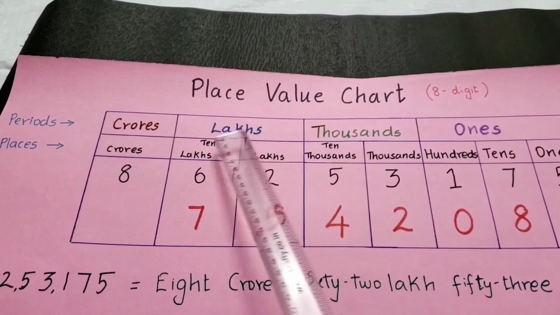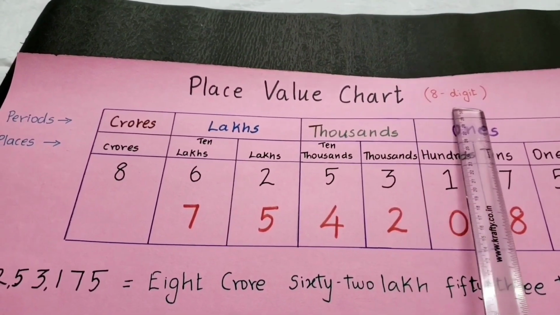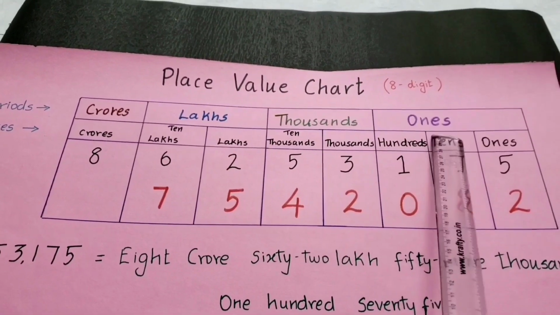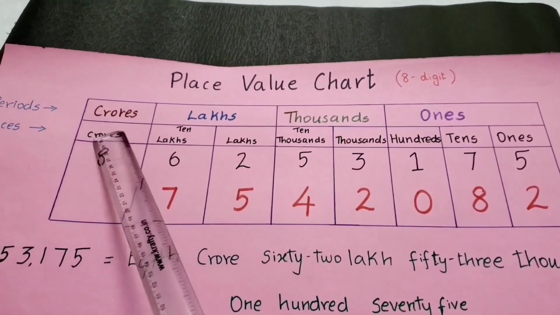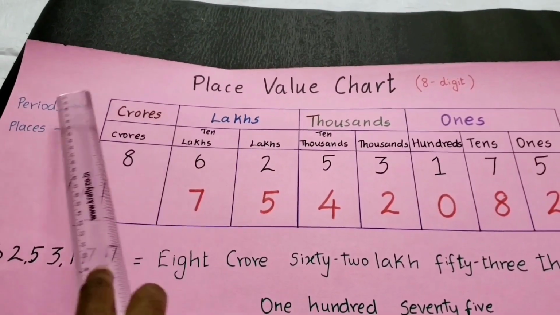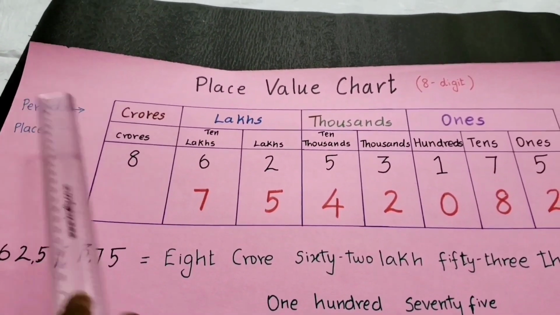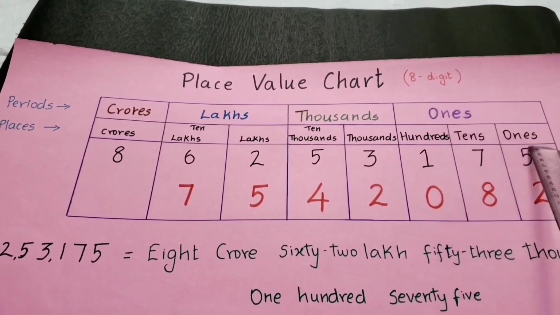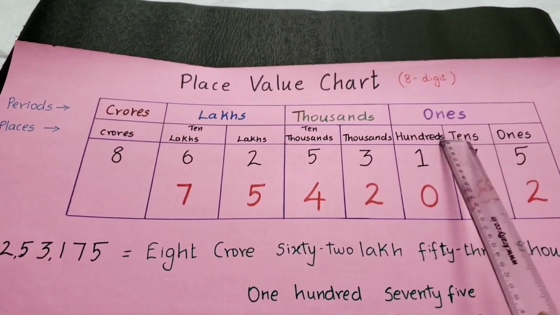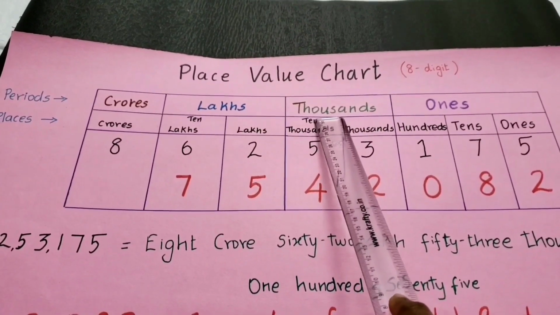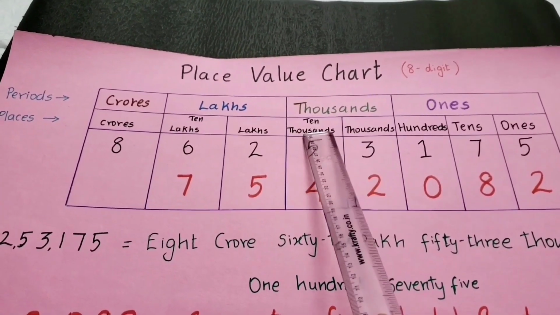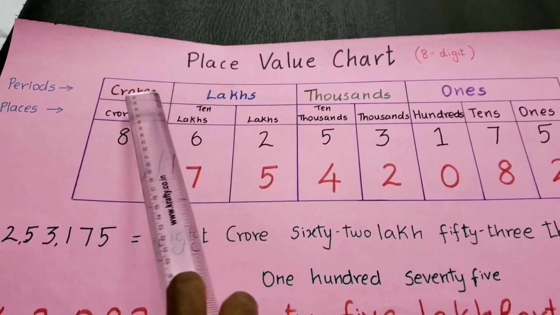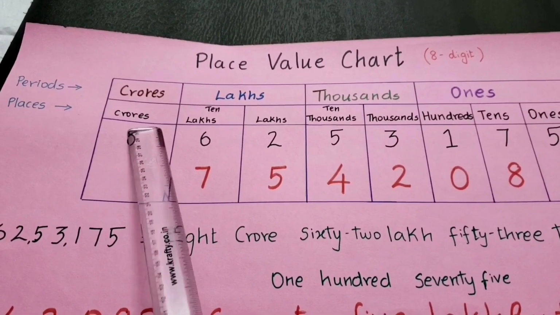Let us see the place value chart for an 8-digit number. For an 8-digit number, the place value chart is divided into 4 periods. These are called periods. I have mentioned periods here. These are called places. In the ones period, we have 3 places: ones, tens, hundreds. In the thousands period, we have thousands and 10,000s place. In lakhs, we have lakhs place, 10 lakhs place. In crore, we have crore place.